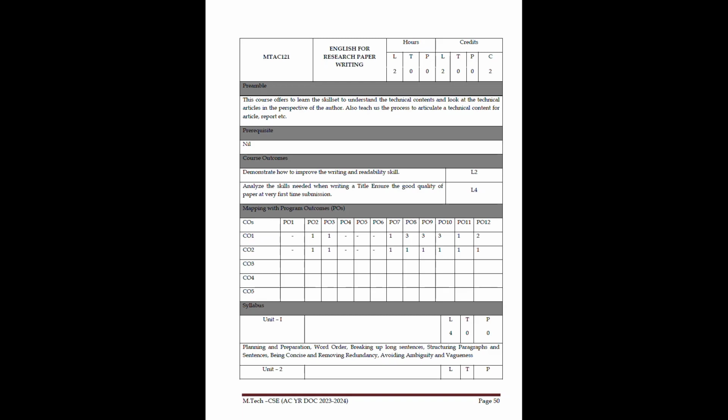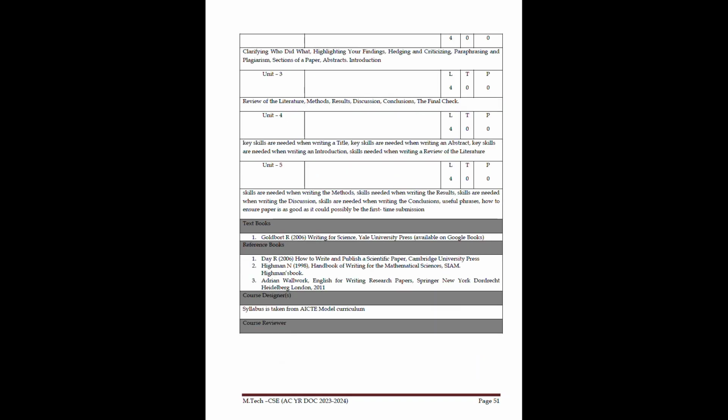And then English for research paper writing is the audit course. Credits, obviously, here it's given 2, but then 0 credits. Actually no credits are given for this paper, but you have to learn how to properly design and write a research paper, so you need to improve your English as well. So this is the syllabus for that. You can go through that.